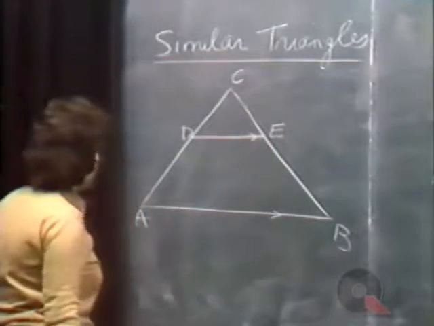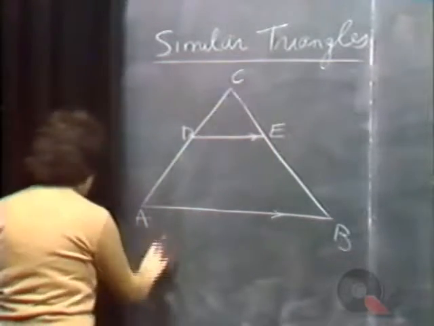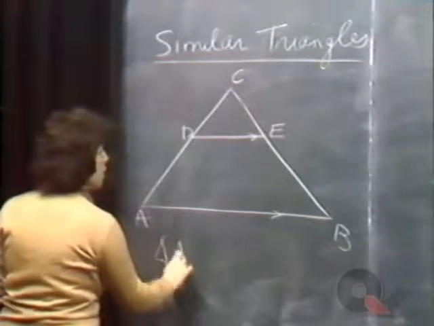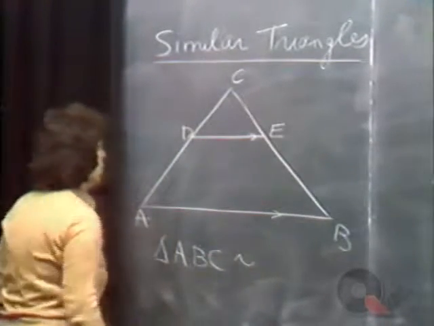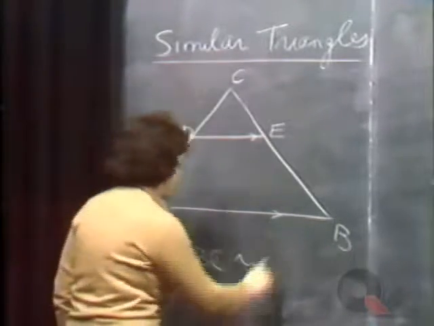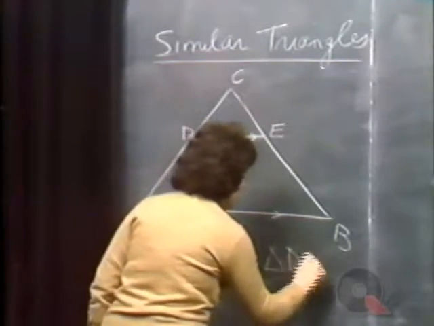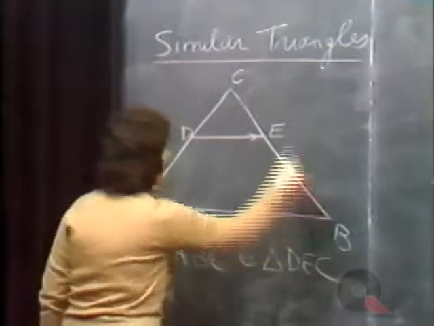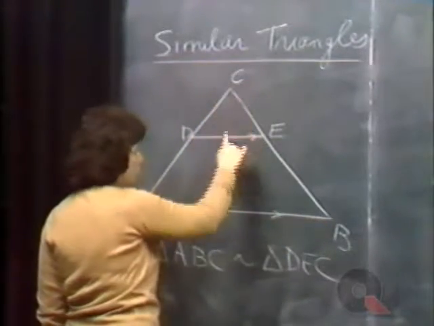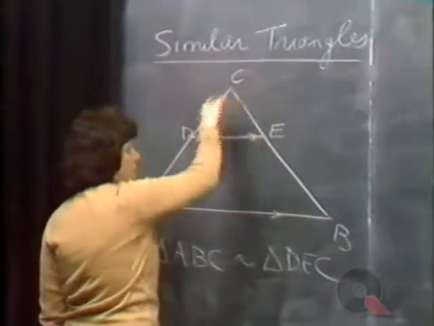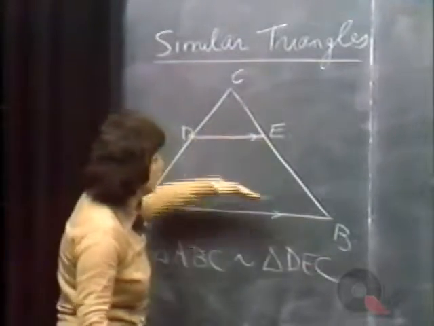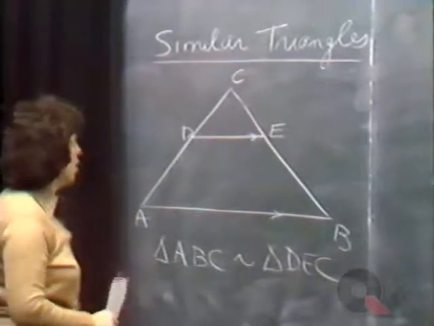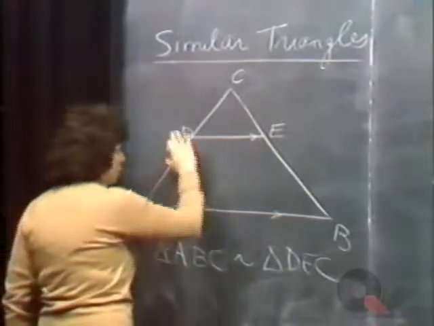It is not difficult to show that triangle ABC is similar to triangle DEC. Triangle ABC, the big triangle, is similar to triangle DEC, the smaller triangle in here. And the trick to doing this is the fact that these two lines are parallel.